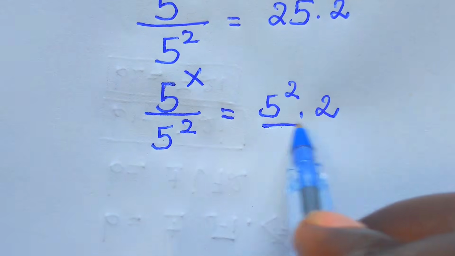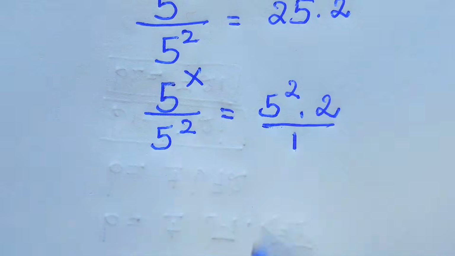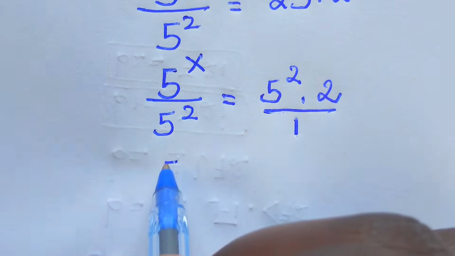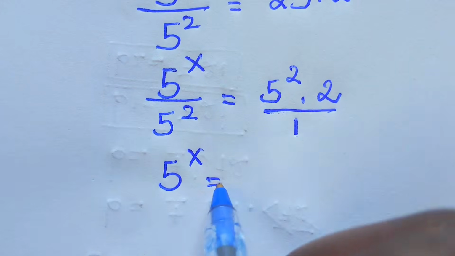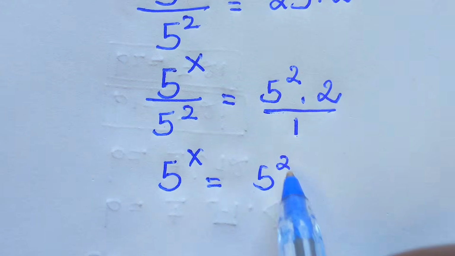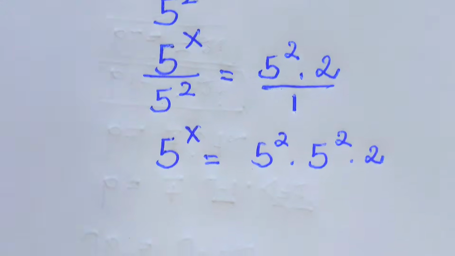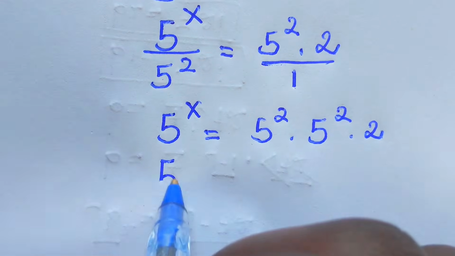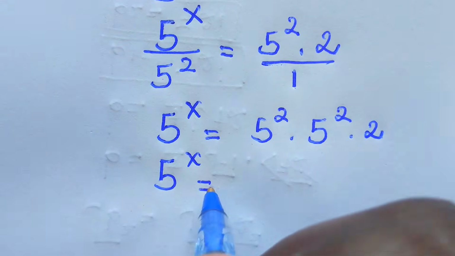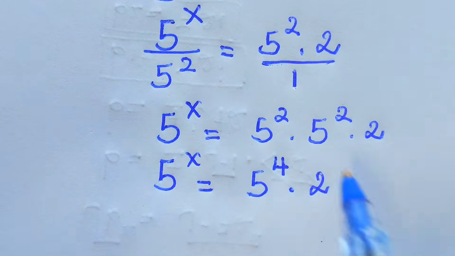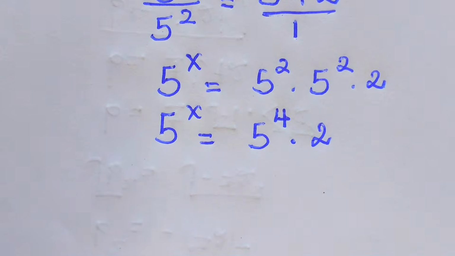And of course here you have common denominator of 1, and you shall make cross multiplication to get 5 power x equals to 5 squared times 5 squared times 2. So here we have 5 power x equals to 5 power 4 times 2. So what can we do here?